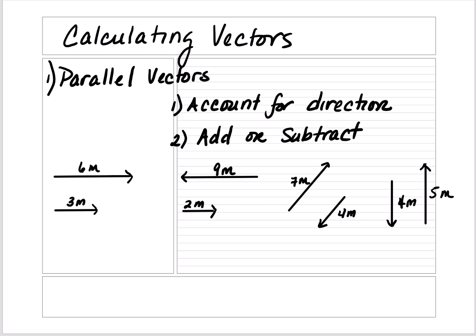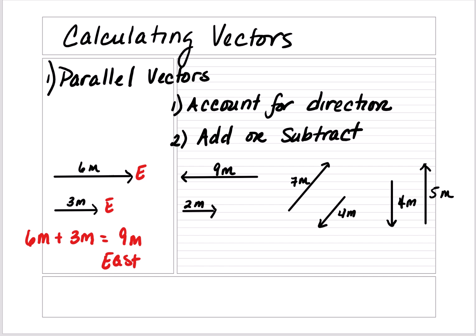If I look at the first set of vectors, we have 6 meters. The arrow is going to the right, so it's going to the east. 3 meters is also going to the east because the arrow is going to the right. Since they are in the same direction, all we do is we add. So 6 meters plus 3 meters, this is 9 meters, direction to the east.